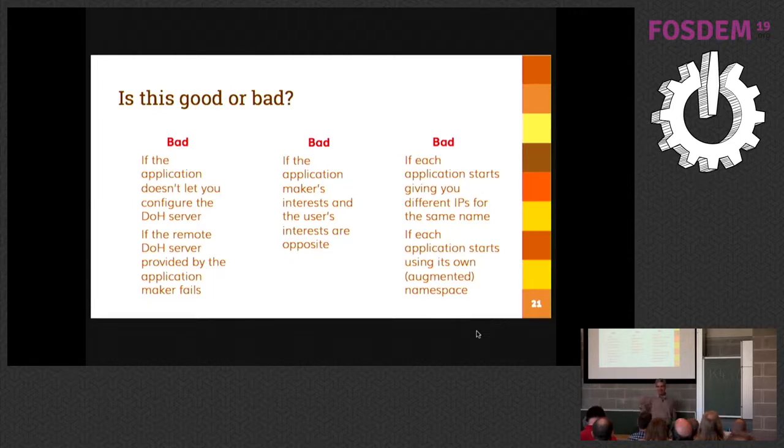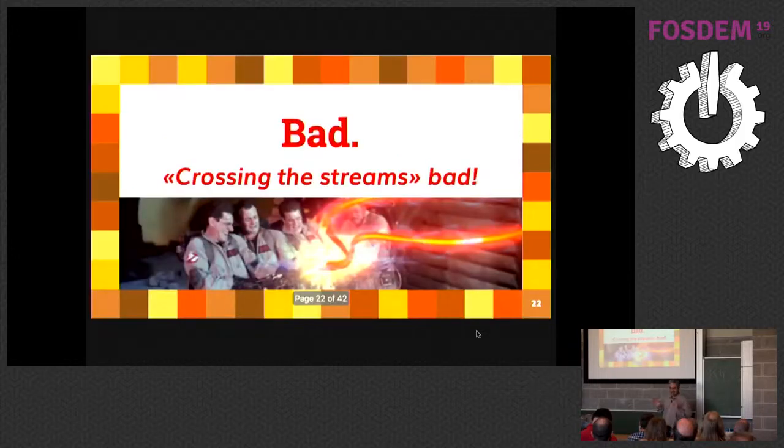Like every application starting to use their own name server or their own policies or giving you different IPs, and this becomes a total mess. So in the end, in my opinion, this is bad. This is really crossing the streams. Moving something that should be at the network layer to the application level, this is really a bad idea.